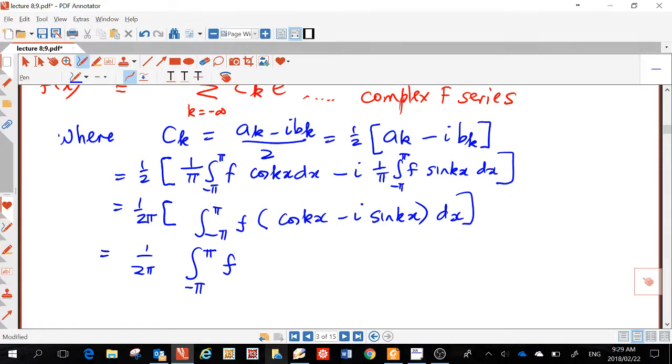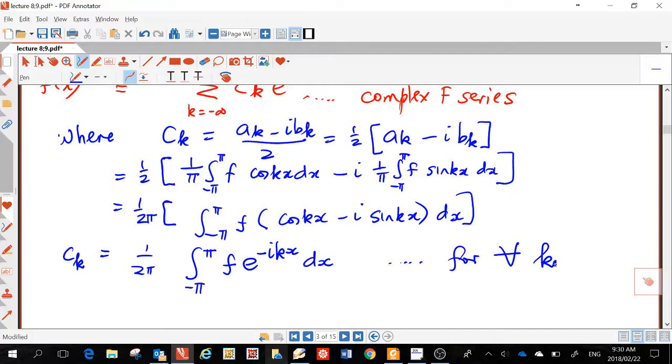Now what's another way to write cos kx minus i sine kx? e to the minus i kx, not plus. e to the minus i kx dx. So that's the Fourier coefficient, CK. And it covers all possible cases, for all k, even naught. In the previous work, only A naught had a 1 over 2 pi. But in this complex version, CK is 1 over 2 pi for all possible cases. That's the difference.